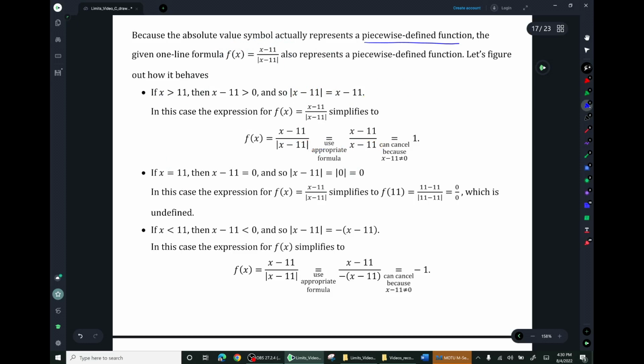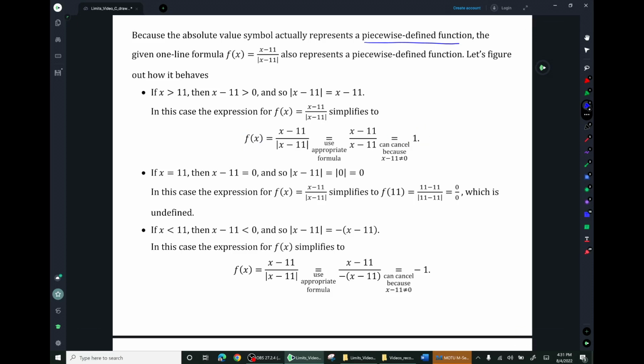Because again, x minus 11 is known to be positive, so the absolute value of x minus 11 is the same as x minus 11. And then from here, we can cancel x minus 11 because x minus 11 is not equal to 0. That's that very important concept from the first month of calculus. When can you cancel and when can you not cancel terms? This term is known to not be 0, so we can cancel it and we get the number 1. So the conclusion is that if x is greater than 11, then f of x equals 1.